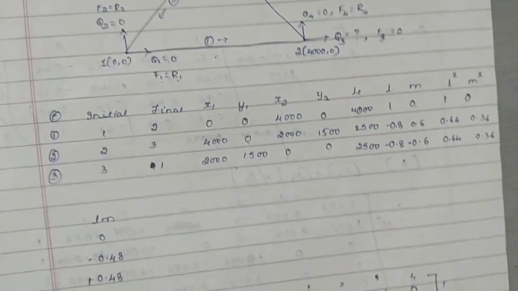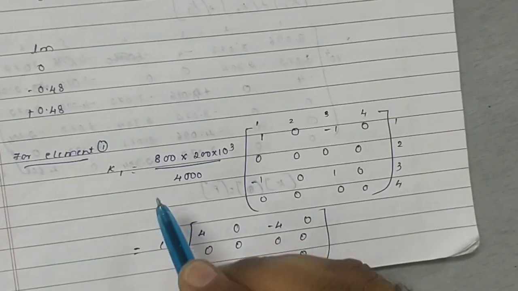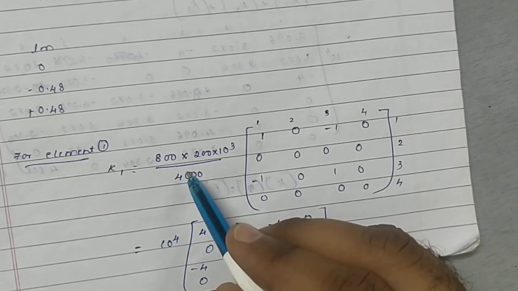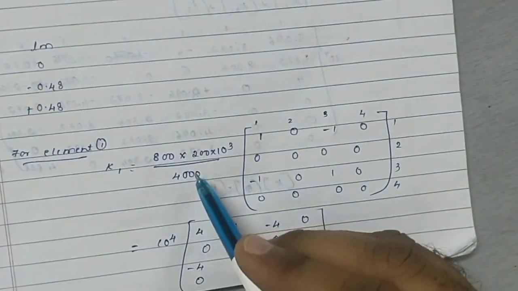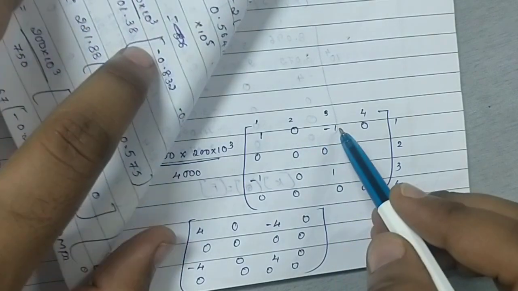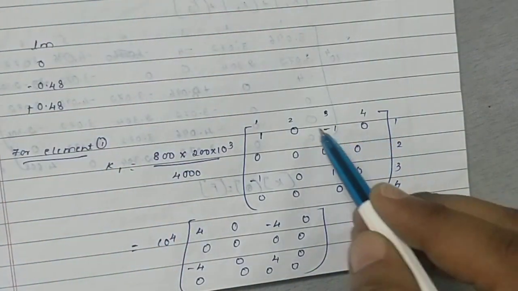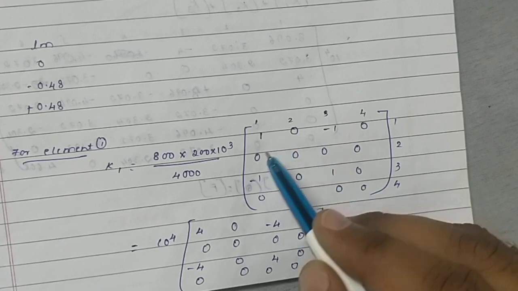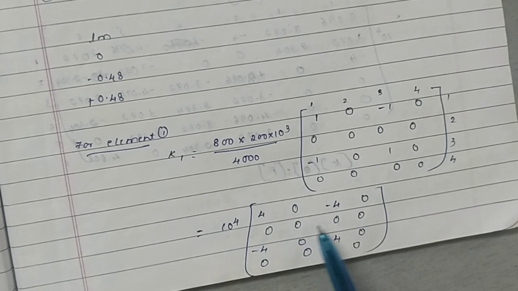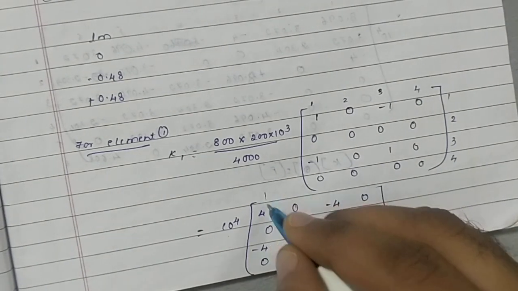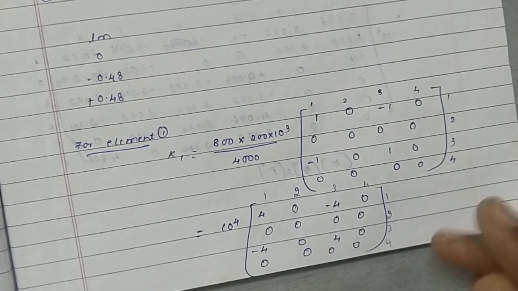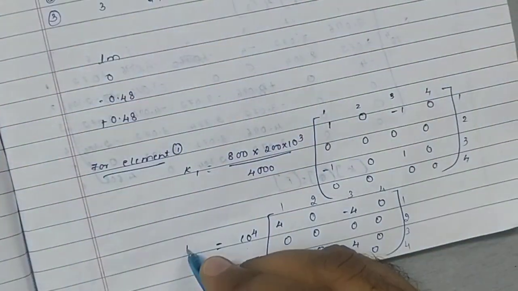Once you do that, next is K1. What is the formula? A by LE times the matrix with L square, LM, minus L square, minus LM, and so on. You have to remember this formula. Then substitute the particular values of the first element here, take 10 power 4 as common, and write the global degrees of freedom: 1, 2, 3, 4. This is K1.